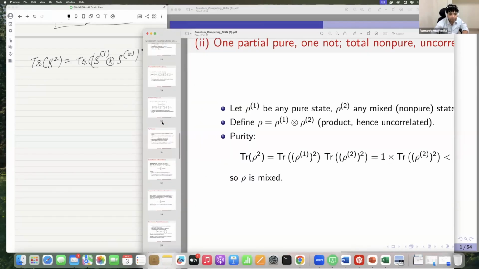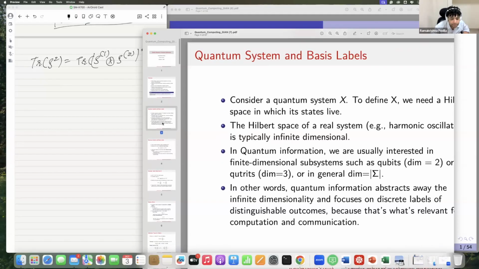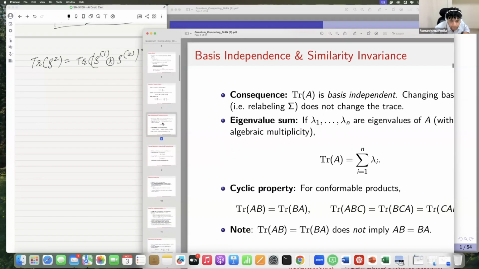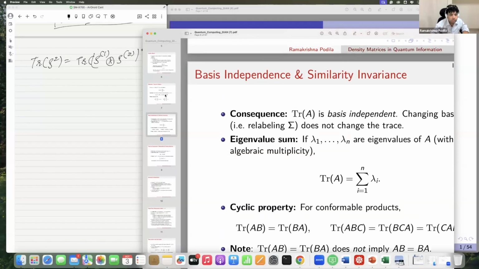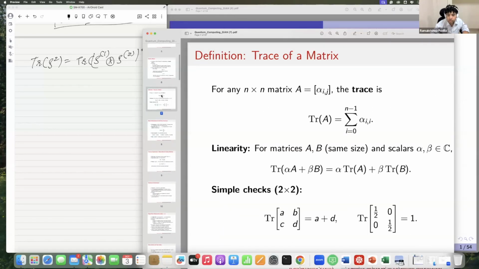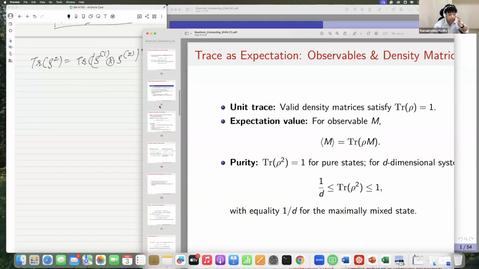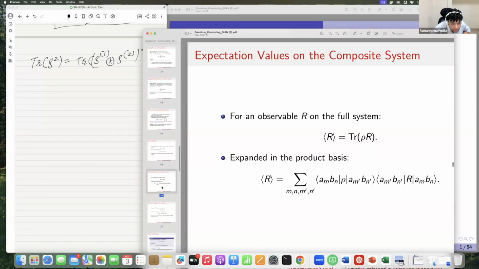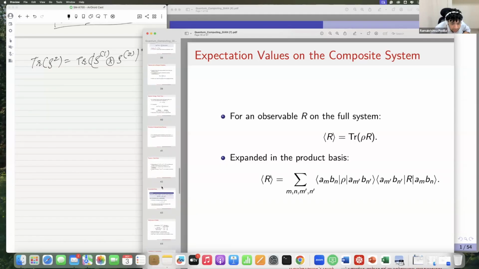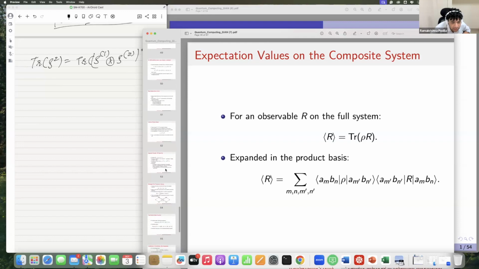Maybe I can go back to the thumbnails. I think we discussed the properties of trace yesterday somewhere. Yeah, it is in these slides somewhere hidden. But if you have one non-pure state, then basically you would end up getting a totally non-pure state, because one of the states has a trace of rho squared less than 1. Are you following me?